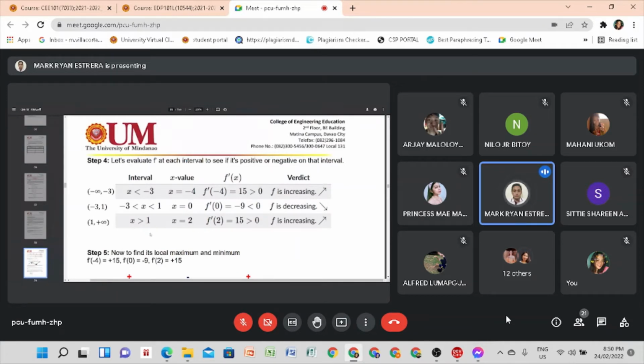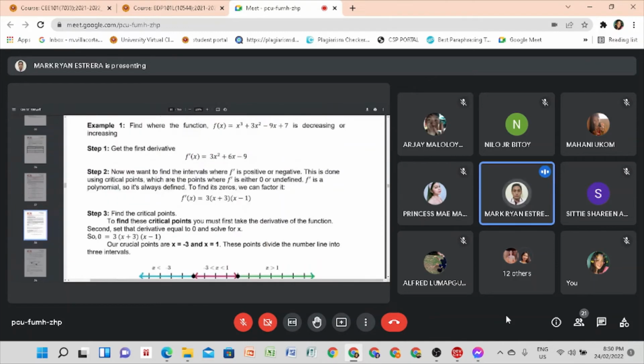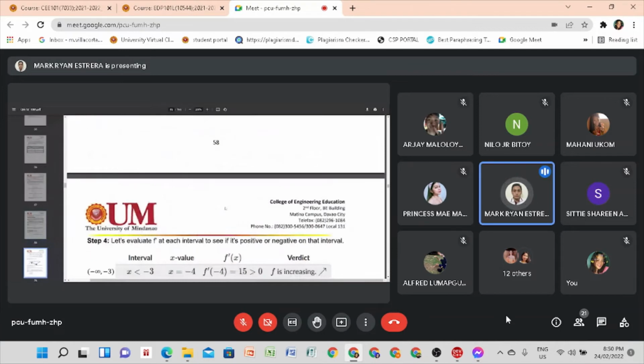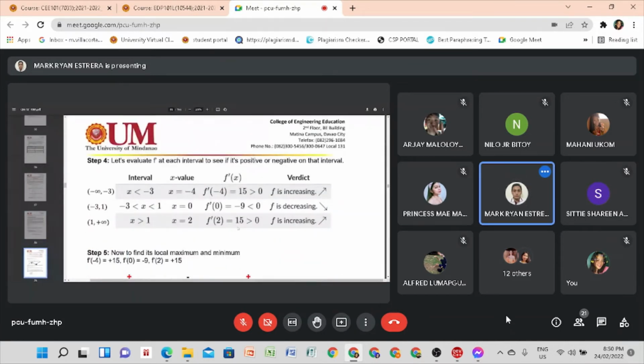These are just the values that are greater than 1. So the author decided that x is equal to 2 and plugged it into f prime, the first derivative of the function, again 3x squared plus 6x minus 9. So x is equal to 2, and the result is 15, which is greater than 0, and thus this is increasing.